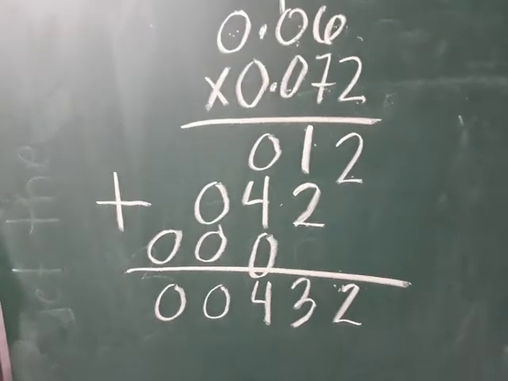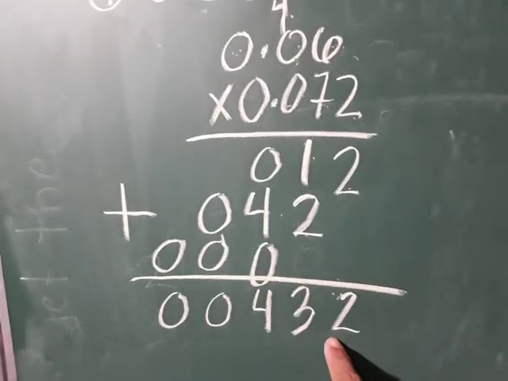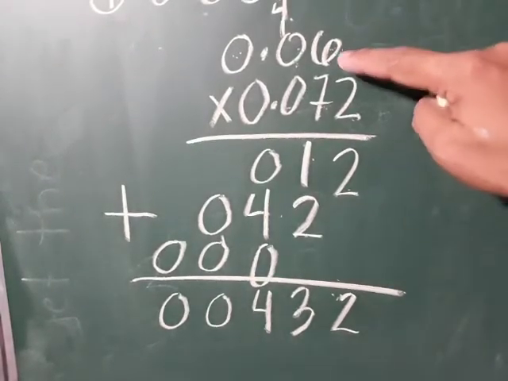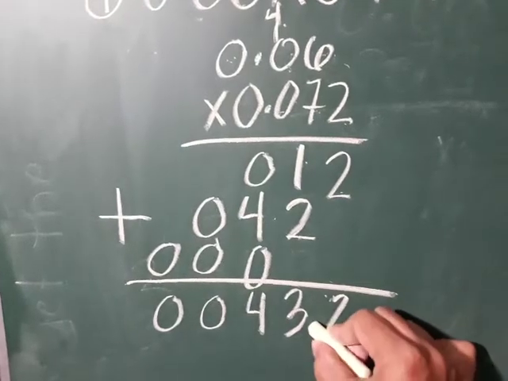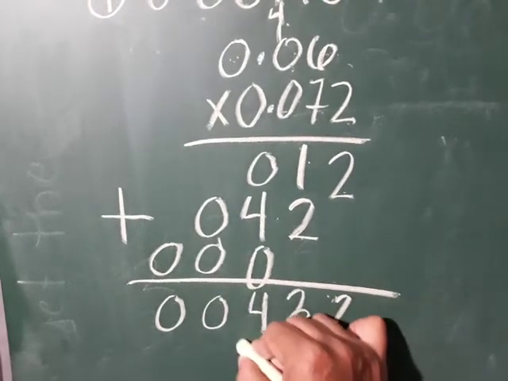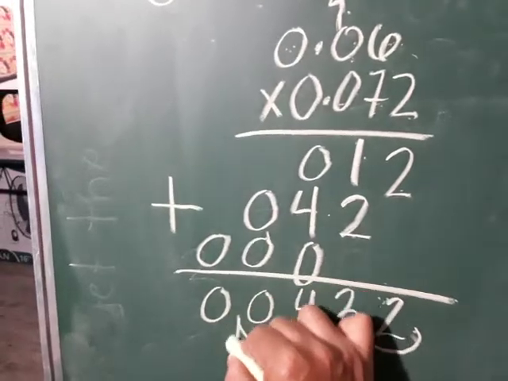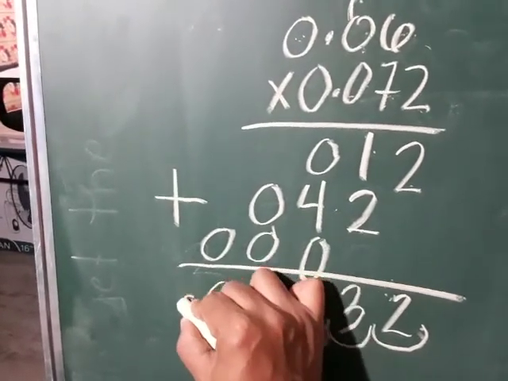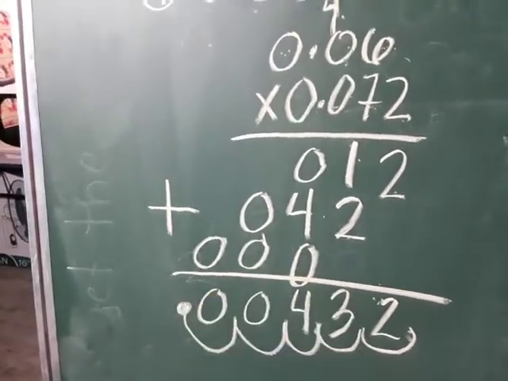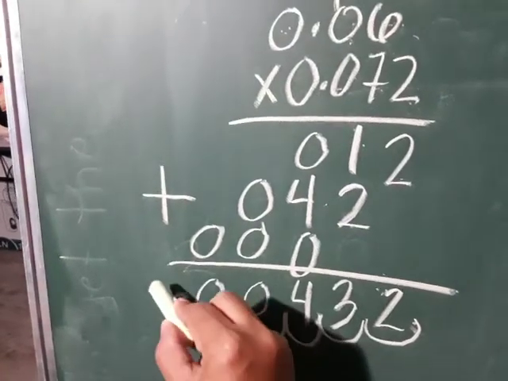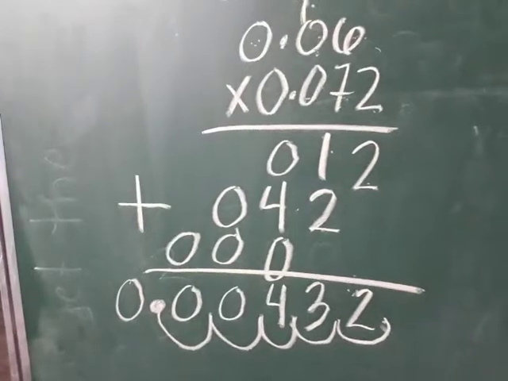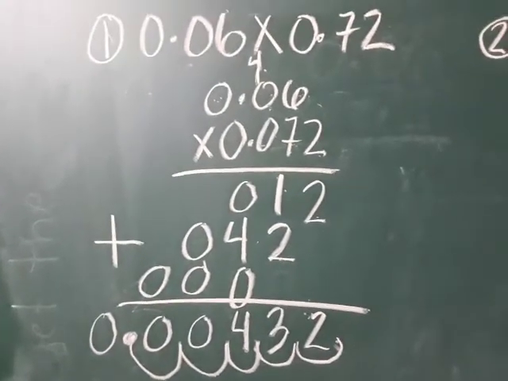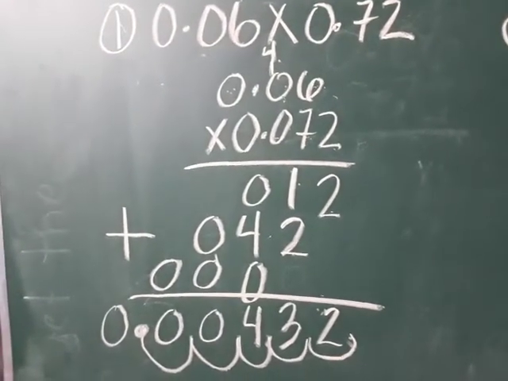So, our product is this one. So, we have 5 decimals. So, let's start here. 1, 2, 3, 4, and 5. Therefore, our decimal must be put here. So, we can add 0 here. Okay, so that's the answer for example number 1.